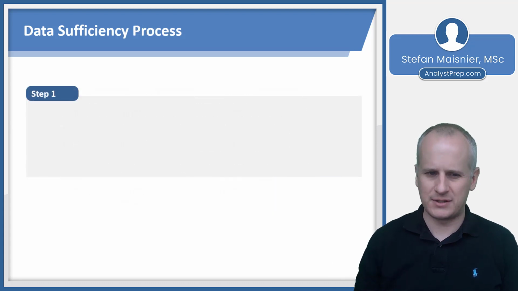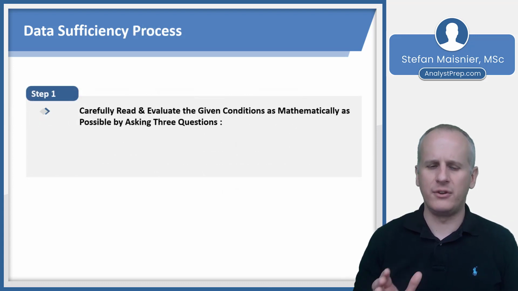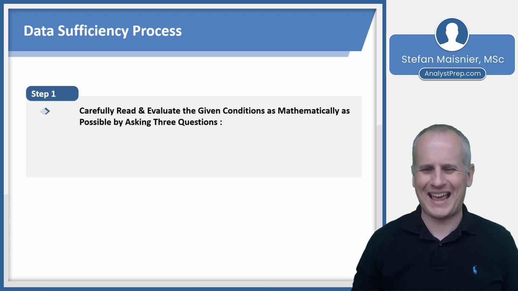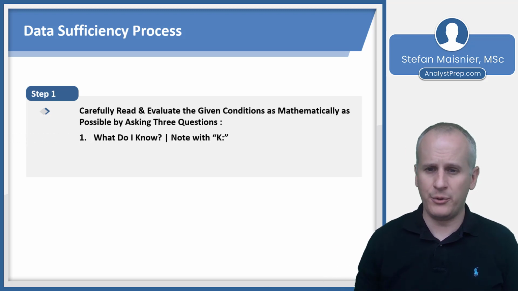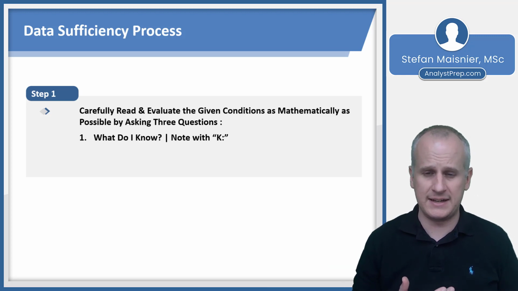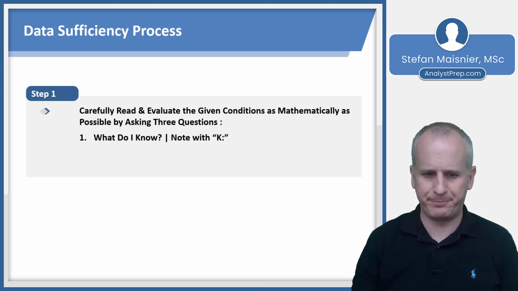So our data sufficiency process. Step 1, carefully read and evaluate the given conditions as mathematically as possible by just asking yourself 3 questions. First, what do I know? We'll note that with a little K and a colon, and we'll say mathematically what the information is telling me. Like before, it said X is an integer greater than 7. I'd probably just write down a little X greater than 7 sign and no fractions allowed.